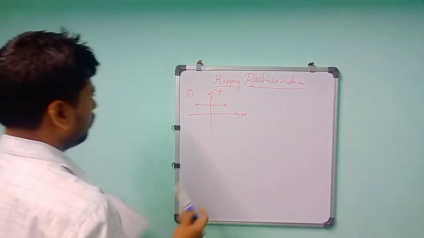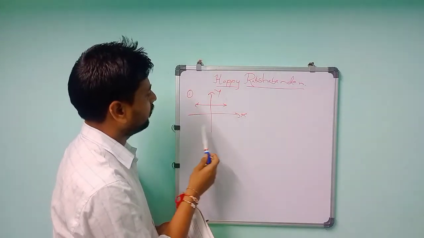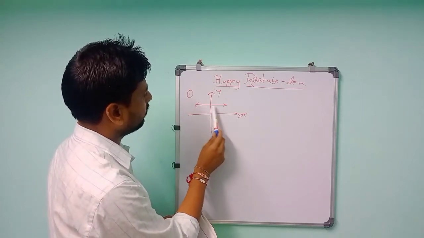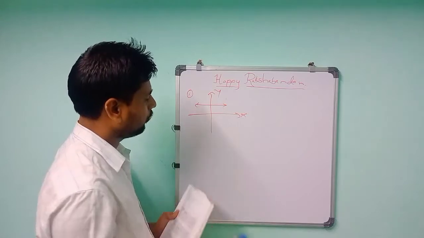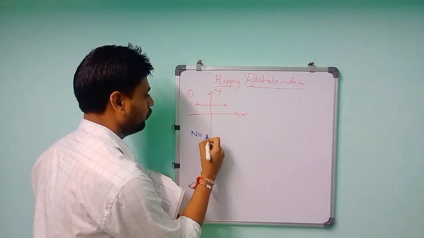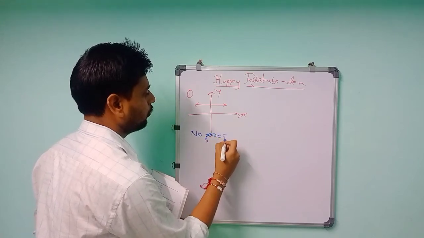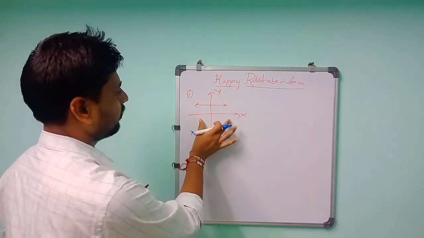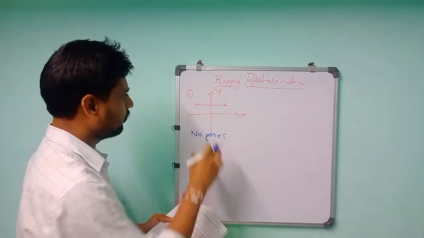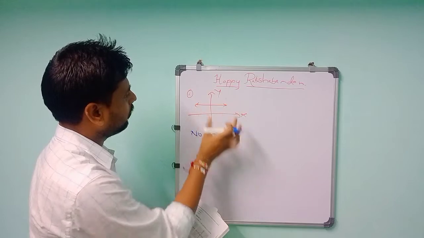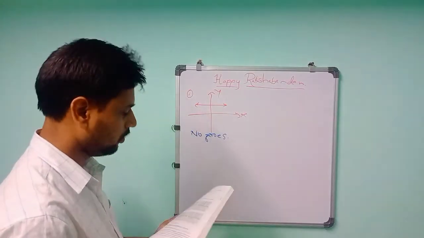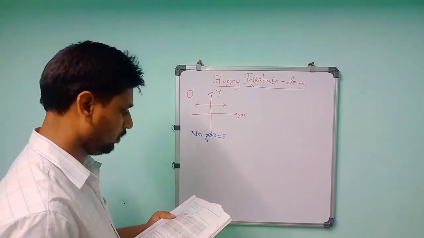So the number of zeros means where the graph intersects the x-axis. So here nothing is there. The line is here, but it is not intersecting the x-axis. So in this, the polynomial has no zeros, because it should intersect the x-axis. It is not intersecting because this graph is only in the upper side and it is not touching the x-axis. So the number of zeros of the polynomial is 0. Then second one.